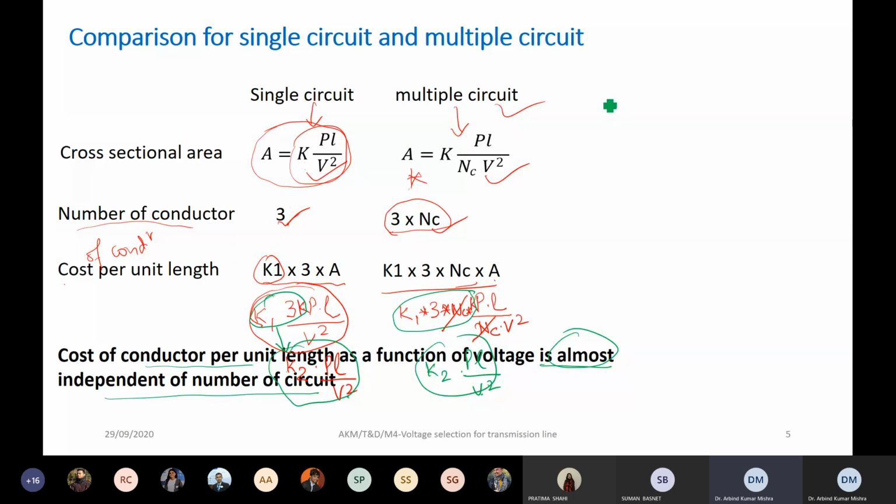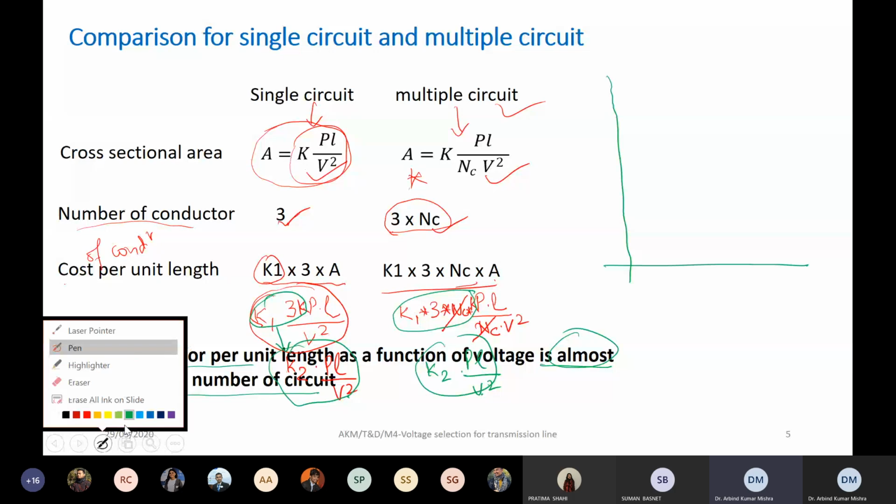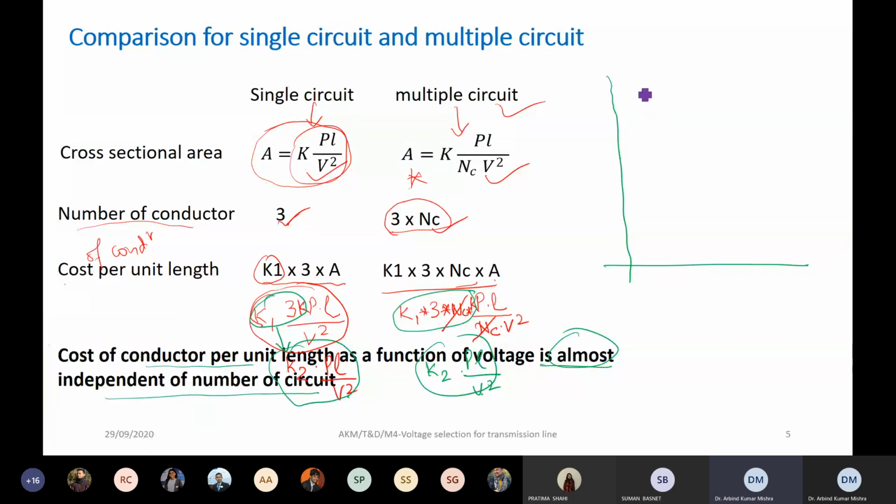So now, if we plot even for multiple circuits as for the single circuit case, the cost of conductor will be like in the previous case. So this is the voltage and this is the cost per unit length. Of course, this is for conductor cost. So this is independent of the number of circuits. This is valid for a fixed P and L, but for any number of circuits.